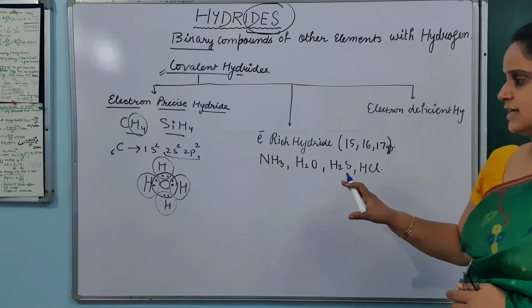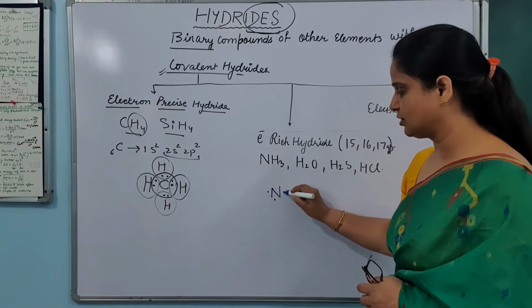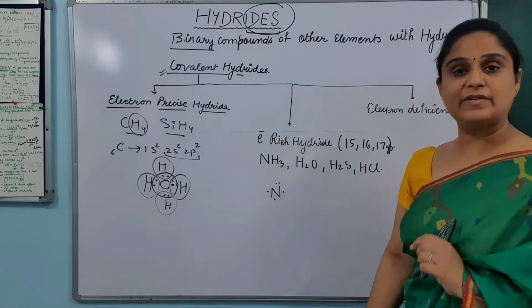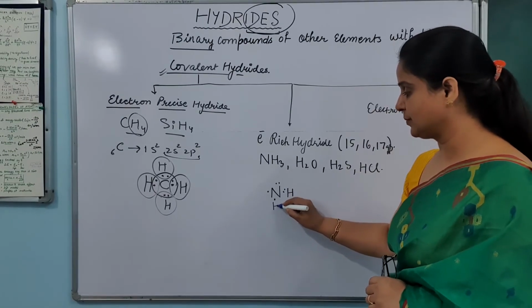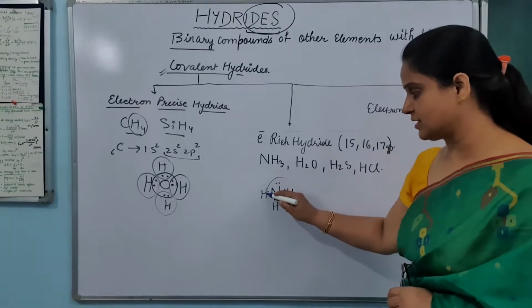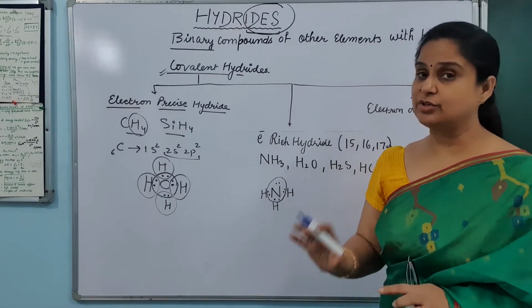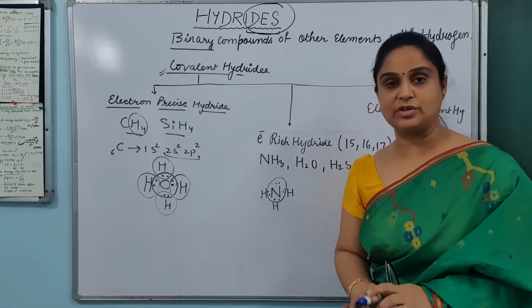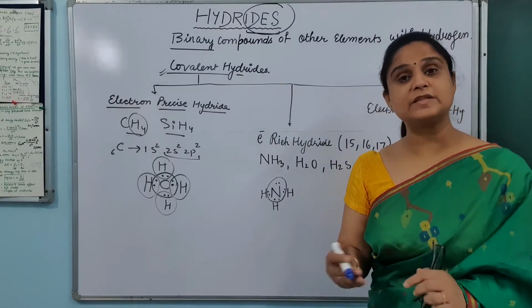What is the nature of these hydrides? Look at the nitrogen, 1, 2, 3, 4, 5 electrons. 5 electrons are there in the nitrogen. So they will combine with the hydrogen to form hydrides this way. That is, the hydrogen is satisfied, the nitrogen is satisfied, and they are satisfying the octet rule also, they have the same number of electrons which are required as per the octet rule.